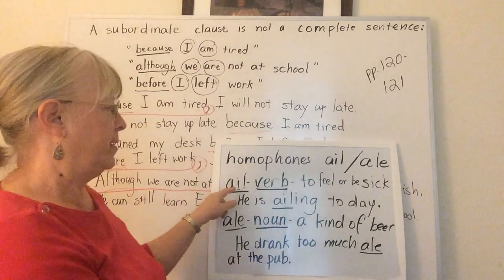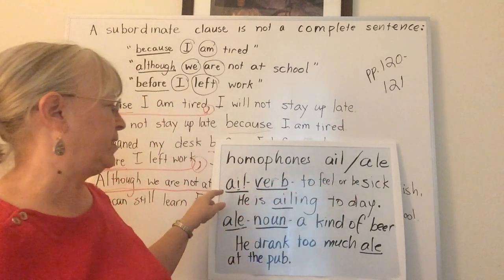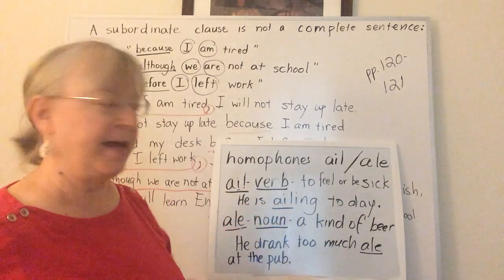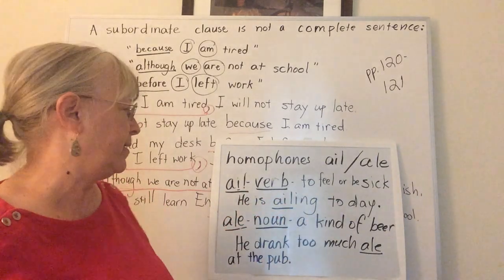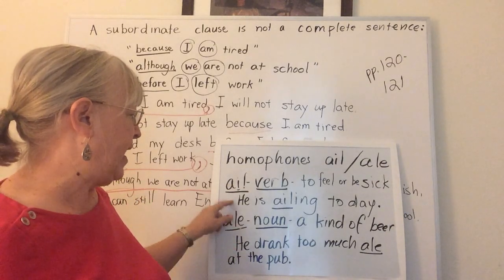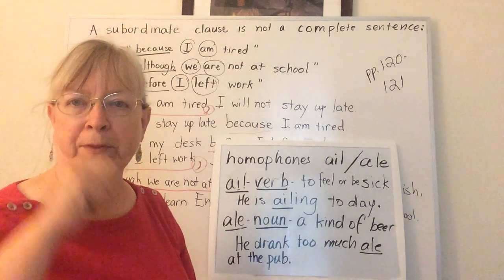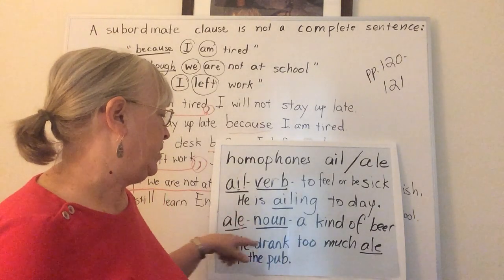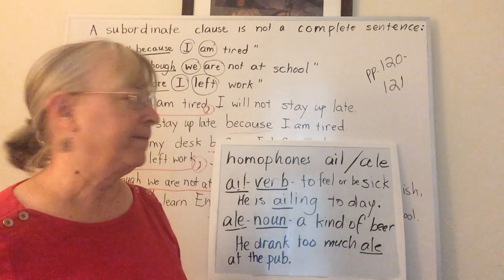So ail is a verb, to feel sick. That is spelled A-I-L. He is ailing today means he feels sick today or he is sick today. Ale with an E is a noun. It is a kind of beer that people drink at a bar. He drank too much ale at the pub or at the bar.